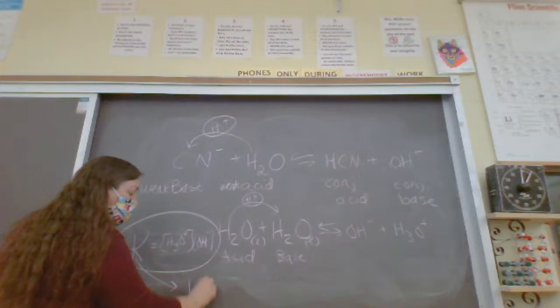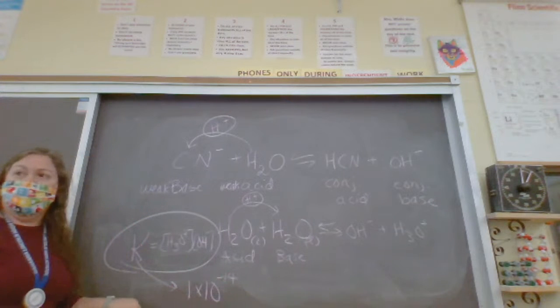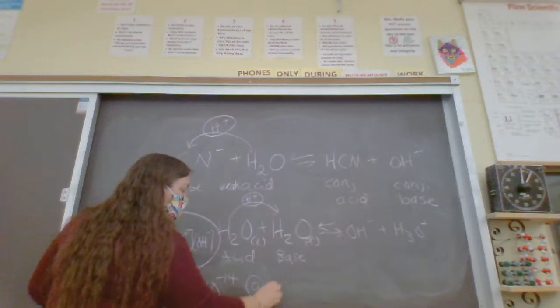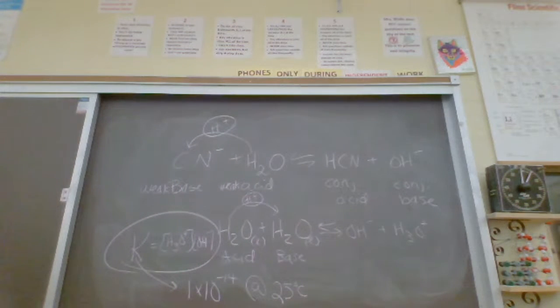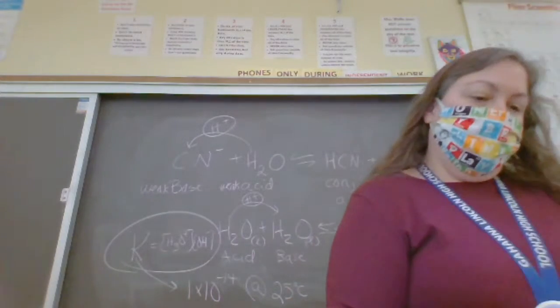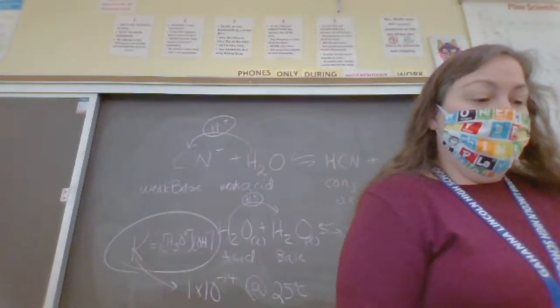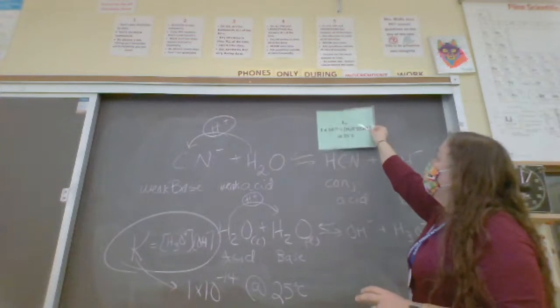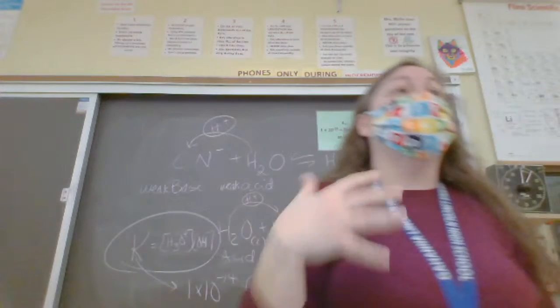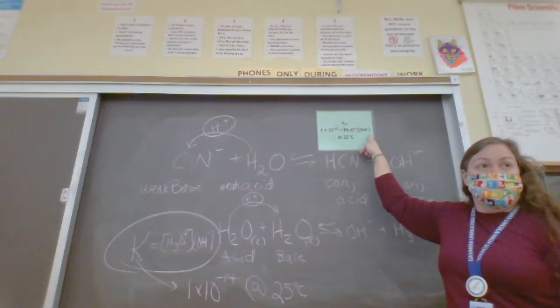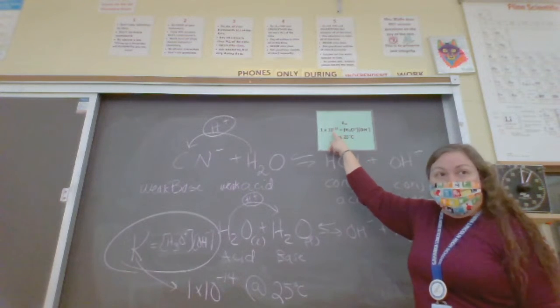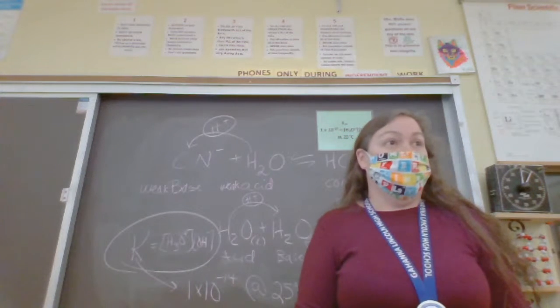And it is 1 times 10 to the negative 14th at, I think it's 25 degrees Celsius. I'm not sure about that temperature though. I think it is. There you are. Yep, it is. Woohoo! So officially, that is like a major discovery, and we turn it into an equation. We say that K is equal to the hydronium concentration times the hydroxide concentration. And K is a constant of 1 times 10 to the negative 14th at 25 degrees.